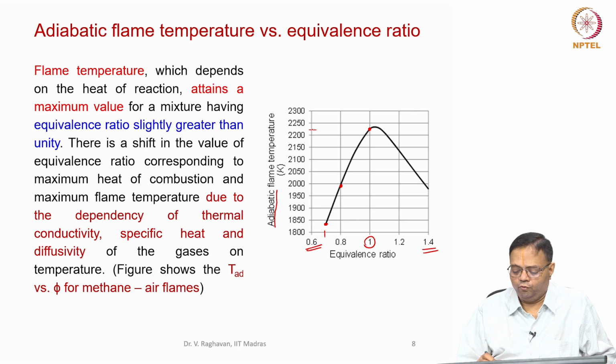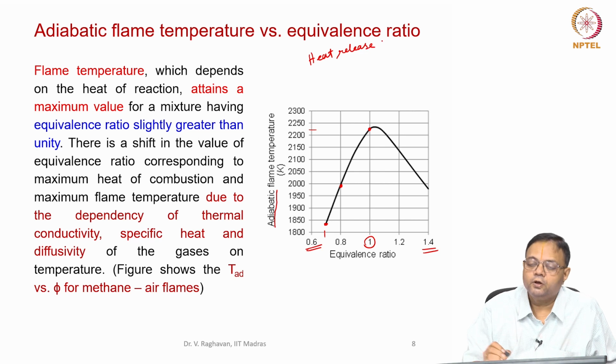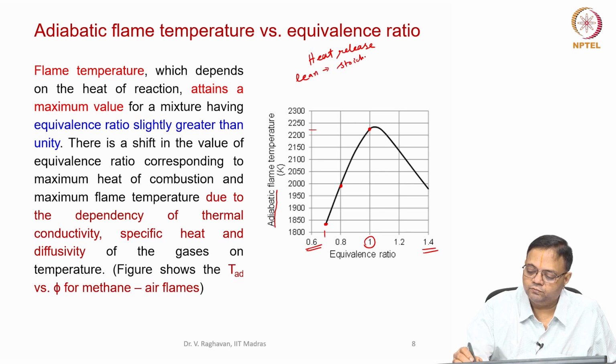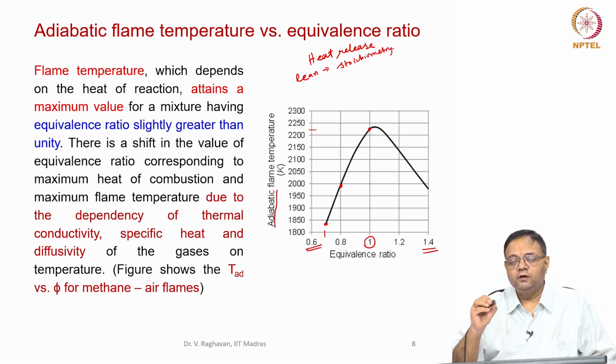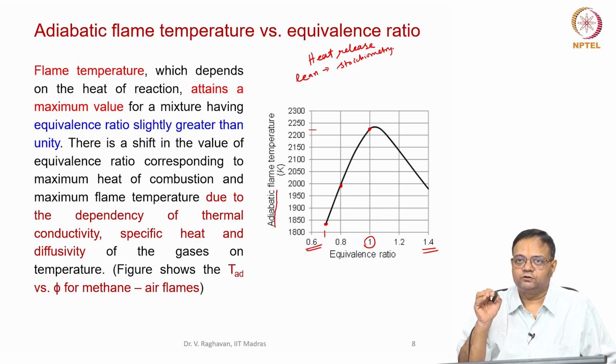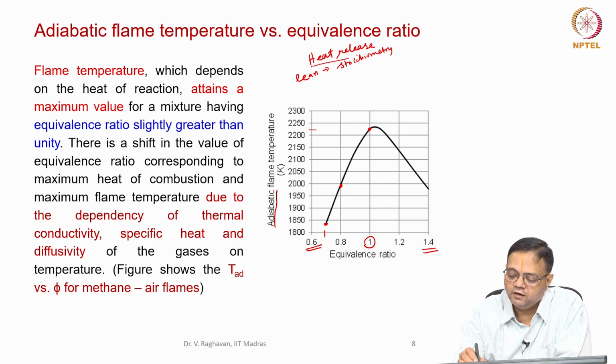Do you understand? So, when I say heat release from lean to stoichiometric mixture, what happens? The heat release increases from lean and reaches the maximum at the stoichiometric condition. Then if you go to the richer side, due to incomplete combustion, the heat release will slightly decrease. That means the maximum heat release is expected at the stoichiometric condition.